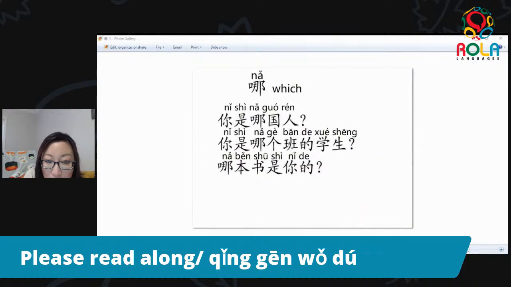Let's do a little bit of practice with the new word today. 哪, which. The first one we've seen, as I've explained before: 你是哪国人? So we know what that means. You are which country's person? So basically, which country are you from?